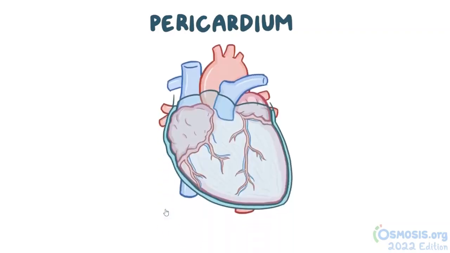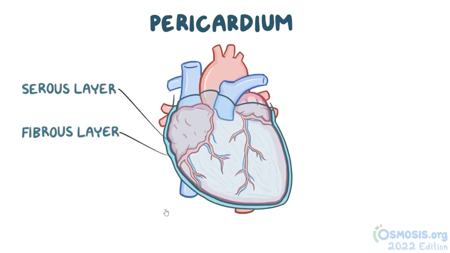Pericardium is a sac that covers the heart and the roots of the great vessels. The pericardium has two layers, an inner serous layer and an outer fibrous layer, and the space between the two layers is the pericardial cavity.